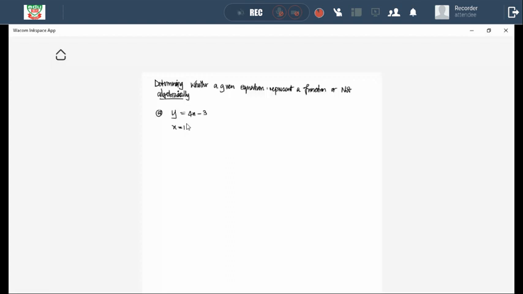Right. So I'll start with what? Let x be equal to 1. Substitute, this is y equal to 4 times 1 minus 3, which is 1. Right. Let x be equal to negative 1. Substitute, this is going to be y equal to 4 times negative 1 minus 3, which is going to be what? Negative 7.